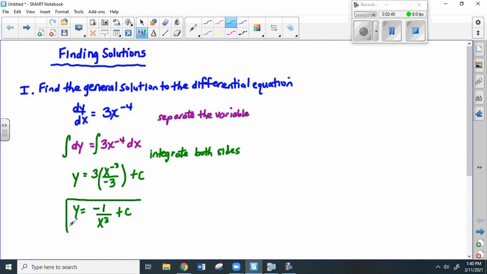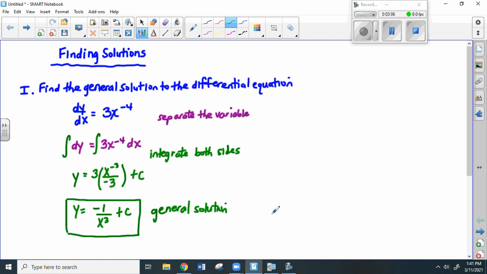It's a general solution because it represents a lot of solutions to this differential equation, because c could be any constant, a positive number added, a negative number added. So it basically represents a family of solutions where c could be any number. That's why we call it the general solution.